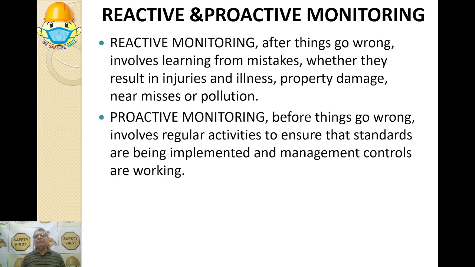Now reactive and proactive monitoring. Reactive monitoring is after things go wrong. If an accident takes place, thereafter you start monitoring and thinking about why this has gone wrong. Reactive monitoring involves learning from mistakes, whether they result in injuries and illness, property damage, near misses, or pollution. So you learn from the mistakes you have made.